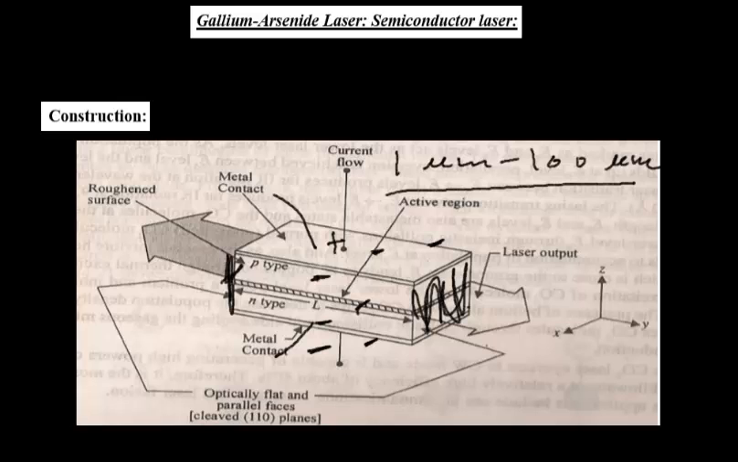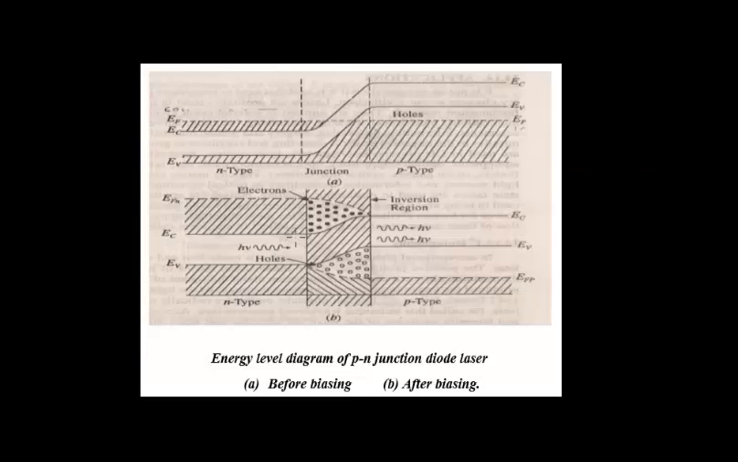Now we'll talk about the working part. For the working part, this is the diagram, and it shows the energy level diagram of the PN junction diode laser. We can see there are two parts. The first one is for thermal equilibrium condition when we are not providing any biasing, and the second one is when the diode is in forward biasing.